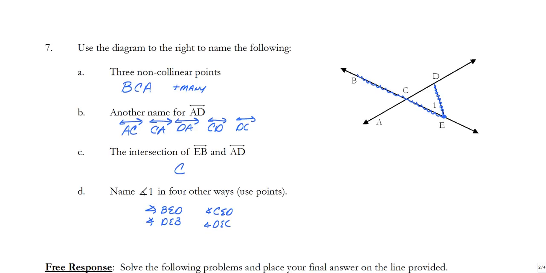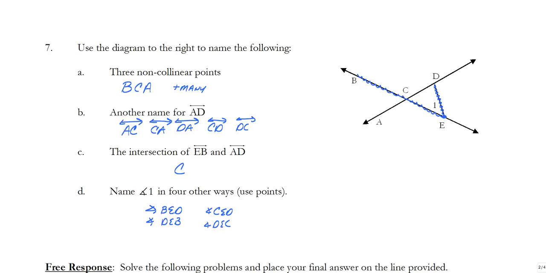Number 7, 3 non-collinear points. There are many different options, but BCA would be one of them. So would BCD and ACE and EDC. Any 3 points that are not on the same line would be non-collinear. If I said name collinear points, you would pick ACD or ECB.